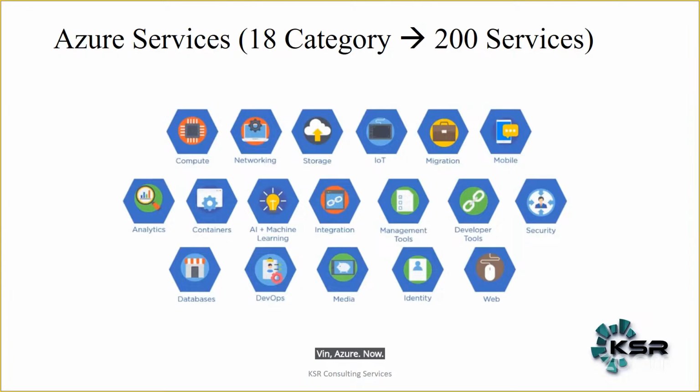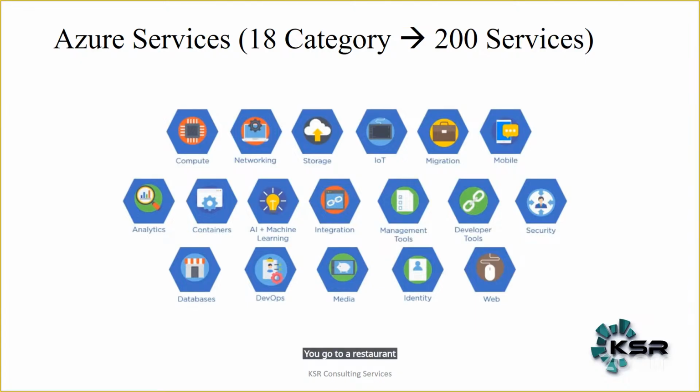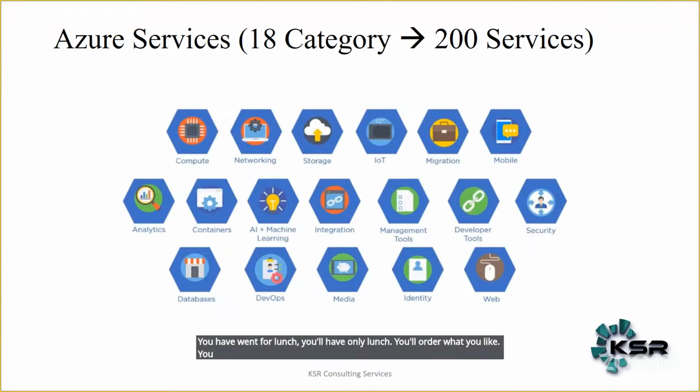Now, are we going to learn all 200 services? It's not like that. These 200 services are like the 200 items on the menu book when you go to a restaurant. You open the menu card and see 200 items. Now, are you going to order all 200 items? No. If you went for lunch, you'll have only lunch. You'll order what you like. You go for breakfast, you'll order what you like. That's how it works.